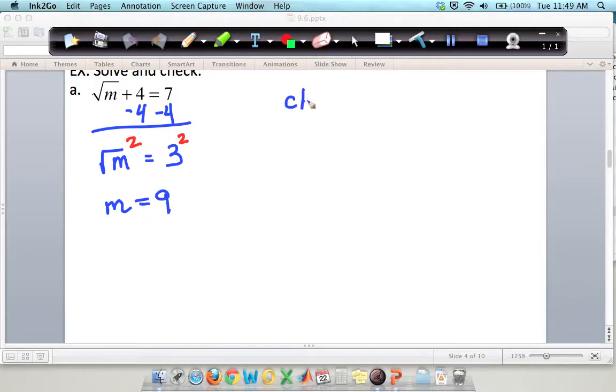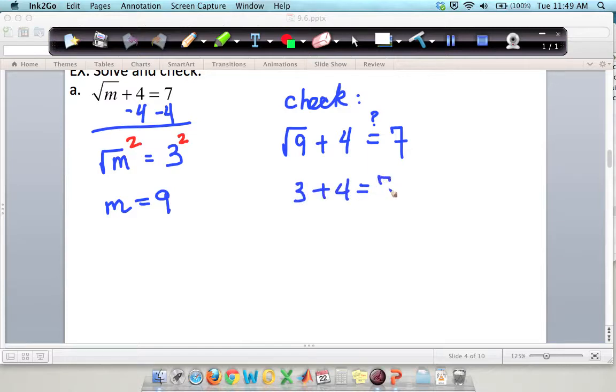And then I'm just going to make sure to check my solution in the original equation. So I'm going to plug in 9 for m, and I'm trying to see if the square root of 9 plus 4 equals 7. That's what I'm checking. This is 3 plus 4, and that does equal 7, so this checks. So this is a solution that works.